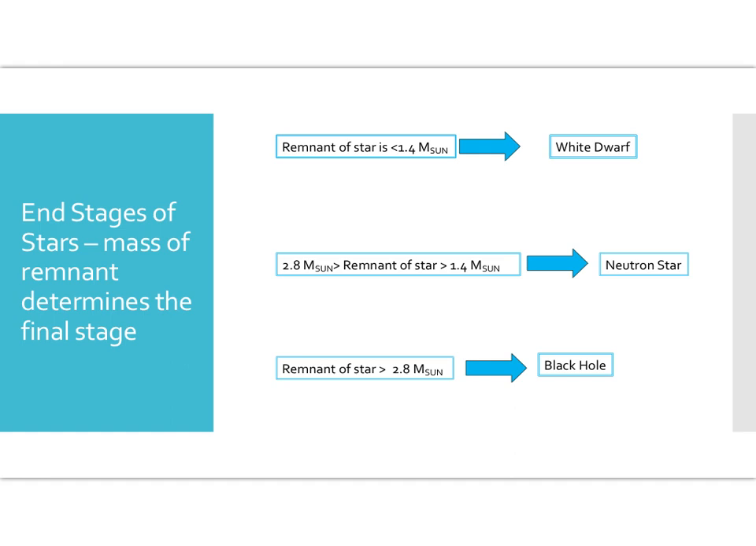Then if we have a remnant that is somewhere between that Chandrasekhar mass, 1.4 times the mass of the sun, but less than 2.8 times the mass of the sun, we would end up with a neutron star. And that's what we looked at in class most recently.